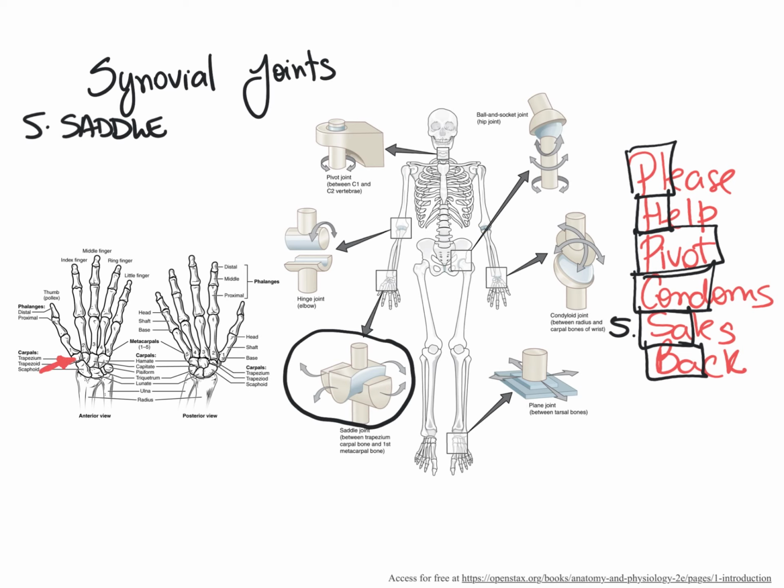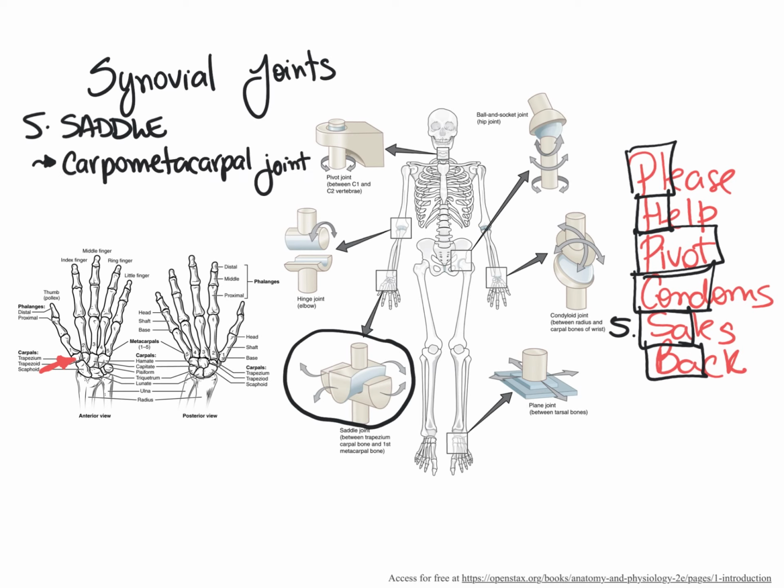And this saddle joint arrangement is what allows our thumb to easily touch all the other fingertips. And a joint between the trapezium carpal bone and the metacarpal is called carpo-metacarpal joint.